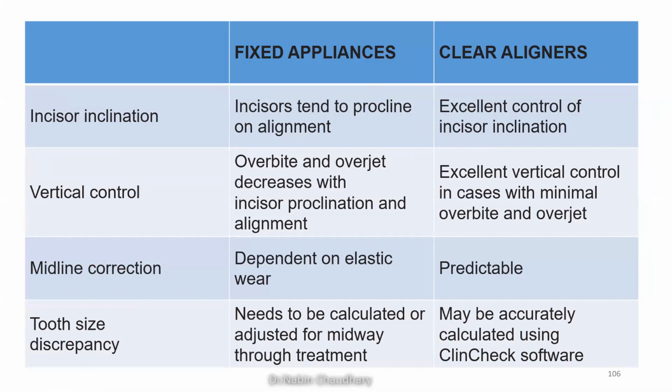And also the midline correction is dependent upon the elastic wear in case of the fixed appliances, whereas through the use of asymmetric proximal stripping, it can be predictable in case of the clear aligners. And for the tooth size discrepancy, in the fixed appliances it generally needs to be calculated or adjusted along the way through the treatment, whereas in case of the clear aligners, the tooth size discrepancy can be accurately calculated using the CLINCHECK software.